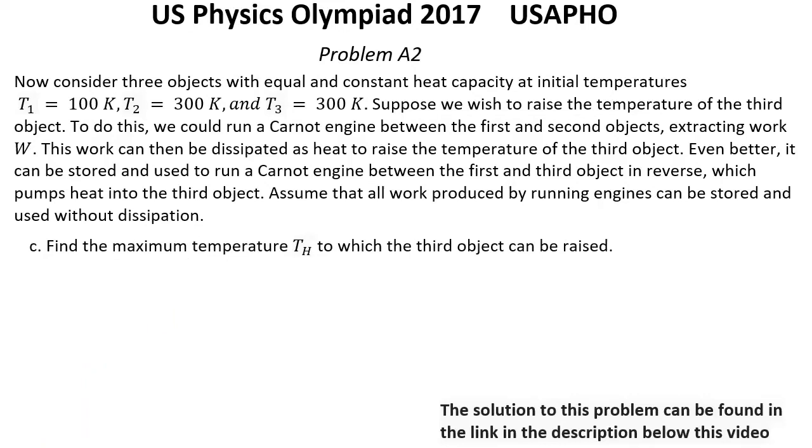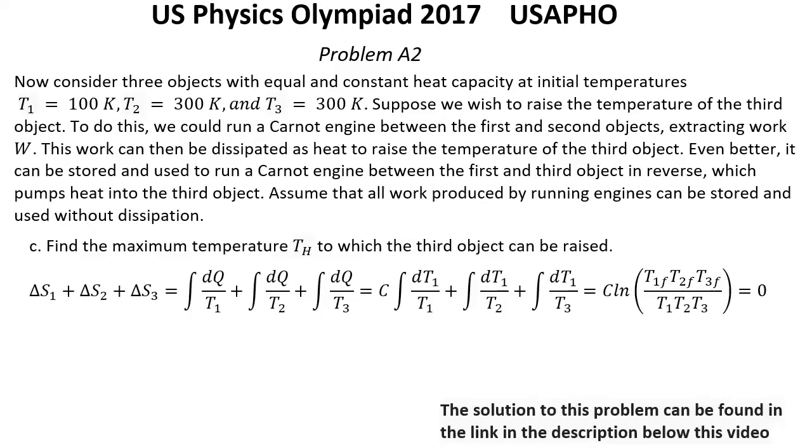Question C. Find the maximum temperature TH to which the third object can be raised. Because the total change of entropy for the whole 3 objects must be 0, we have a final expression that T1 multiplied by T2 multiplied by T3 must be constant during this process. Also, due to energy conservation, the sum of temperatures must be constant.